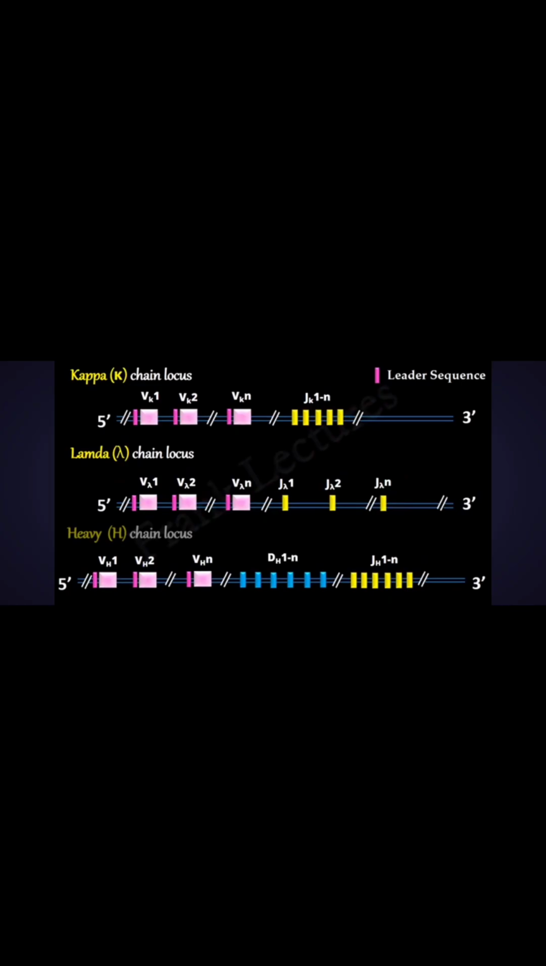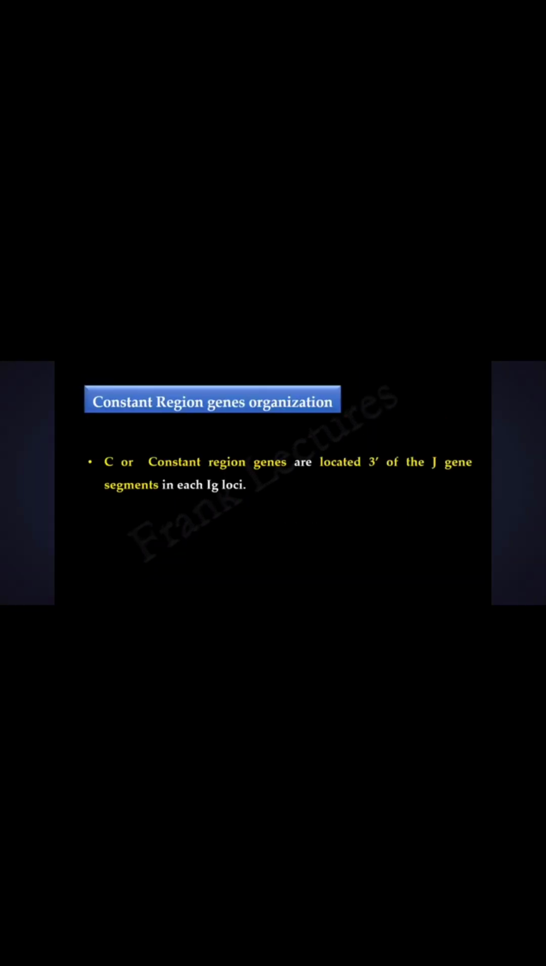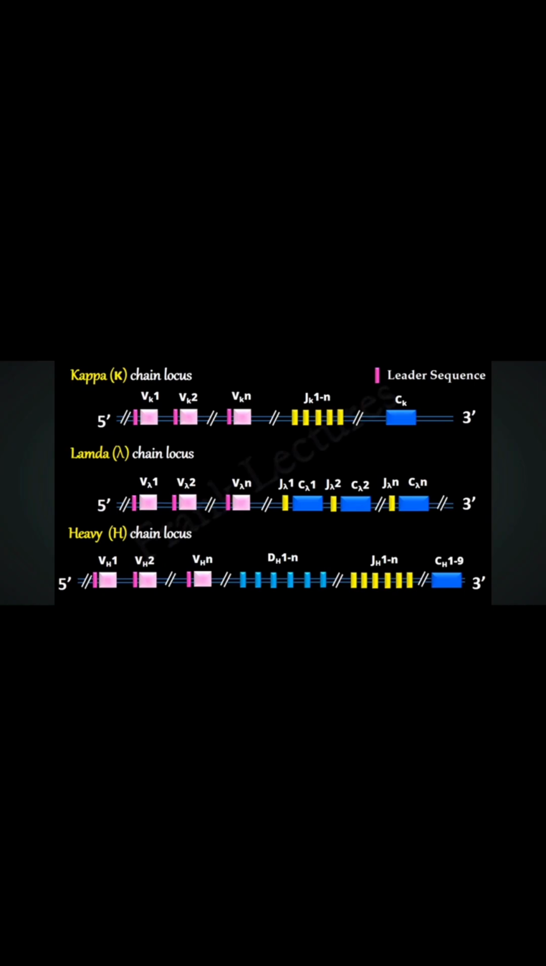Then we move on to the arrangement. The variable region of the immunoglobulin chains is encoded by V and J segments in the light chain and V, D, J segments in the heavy chain, which means the diversity region is absent in the light chain. Then the constant region is present. The constant region gene organization is located at the 3' end of the J gene segments of each immunoglobulin locus. The kappa chain has only one constant gene, the lambda chain has 4 to 5 constant genes, and the heavy chain has 9 constant genes, which also have sub exons.